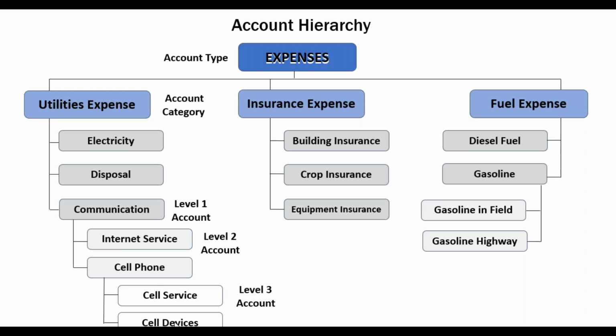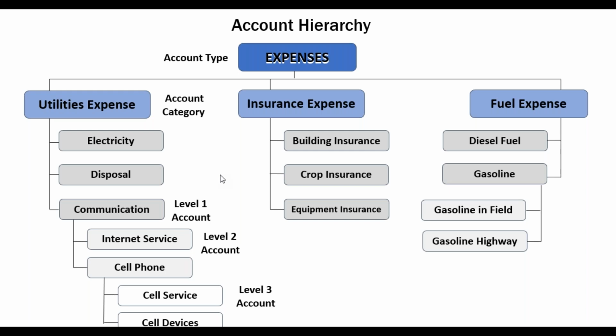When you do your reports, you can do them at your different levels, level 1, level 2, level 3. If I'm doing it at level 3, I'll be seeing the activity in cell service and cell devices. If I roll it up to level 2, I'll be seeing cell service and cell devices under cell phone. And if I roll it up to level 1, I'll be seeing all of this activity to communication. And still you can roll it up to the account category and see all the activity to all 3 accounts in utilities expenses. The different levels that you have in your different account categories is up to you.